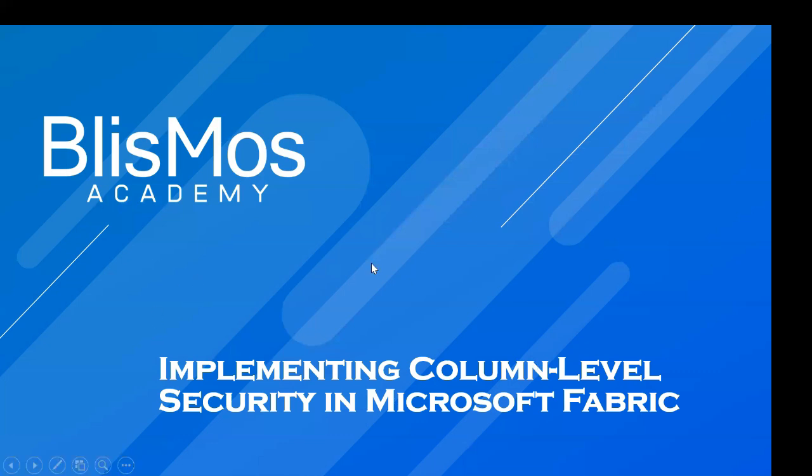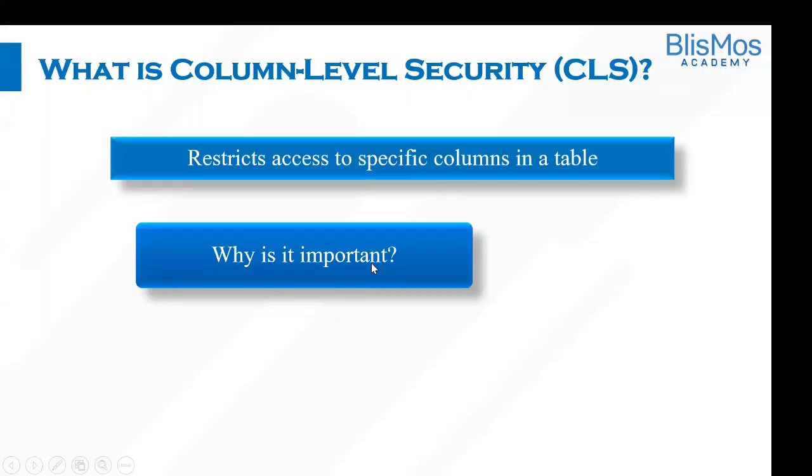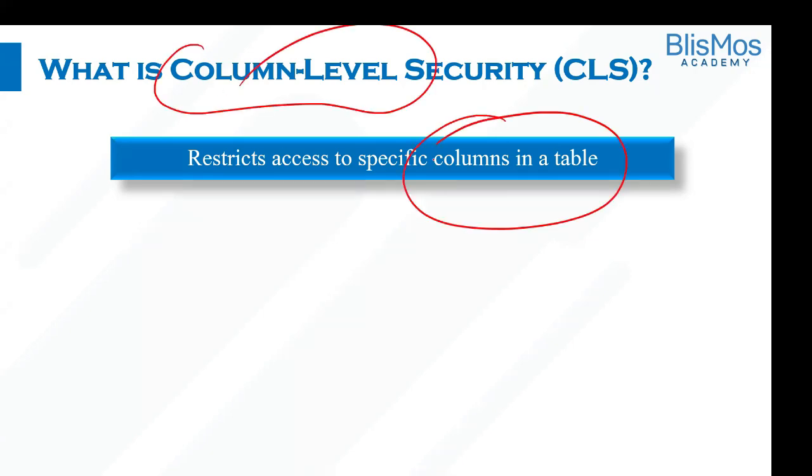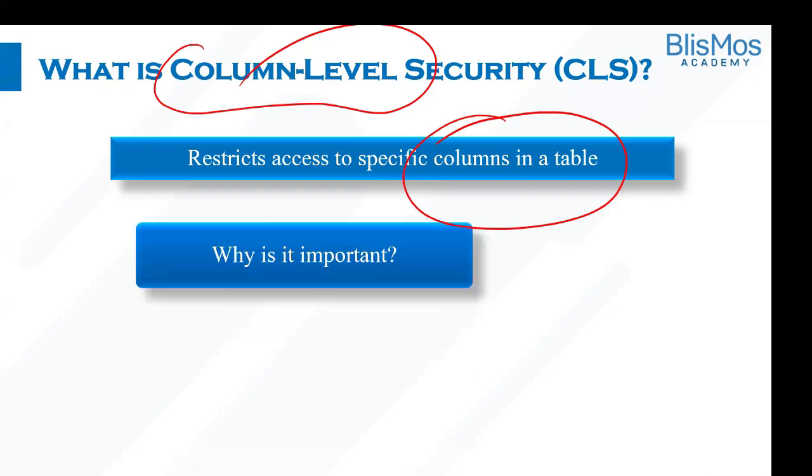As Shabna already said, in RLS we restrict the access at the row level. Here, as the name suggests, we restrict the access at the column level. Why is it so important, Malini? For data security.